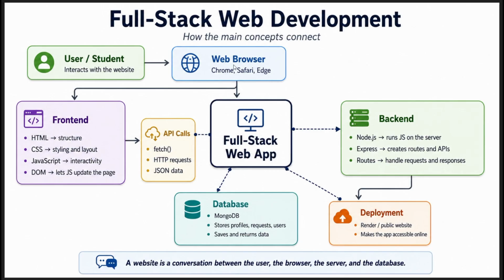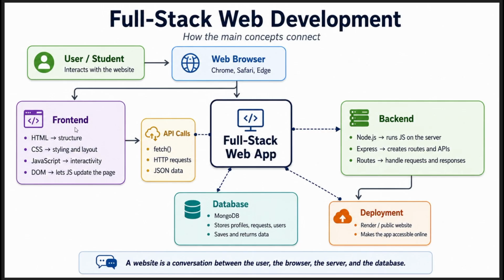And next, the user opens the website through a web browser like Chrome, Safari, or Edge. The browser is important because it is the place where the front end basically runs. When we write HTML, CSS, and front-end JavaScript, the browser reads those files and turns them into a page that the user can actually see and use. And now we can move on to the front end.